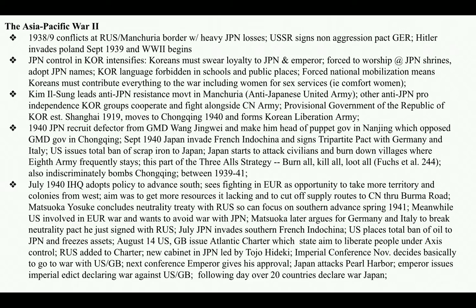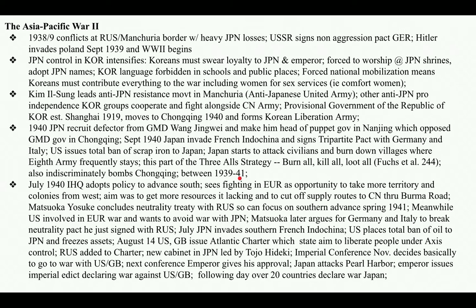And in China, Japanese control in China was always very tenuous. It was fighting the Chinese army, the communists, and the Kuomintang as well, and trying to rule through military force against a very hostile public who was seeking its own independence. And so it adopted an increasingly hostile and brutal policy of attacking civilians and burning down villages where the Communist Eighth Army frequently stayed especially. This was part of the Three All strategies, Sanko Sakusen, burn all, kill all, or loot all. And as I mentioned earlier, they indiscriminately bombed Chongqing between 1939 and 1941.